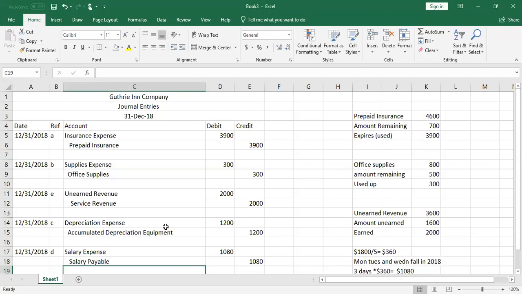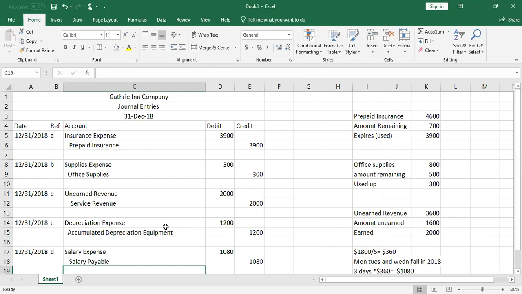Accounts payable, there was no effect from any of the journal entries, so it stays with the same balance. Salaries payable didn't have a balance before adjusting journal entries. Now it has a credit balance of $1,080. Unearned revenue had a $3,600 credit balance, but then we debited it in journal entry E for $2,000. So now it has a credit balance of $1,600.